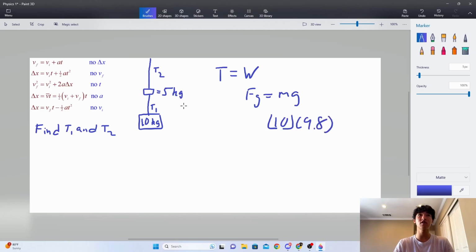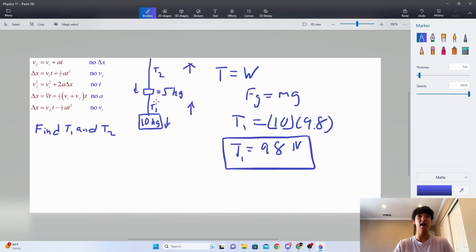The tensional force always goes up and the weight always goes down, right? So we're finding tensional force. T1 is going to be equal to 98 newtons upward. That's the tensional force for this one right here. Now we need to find tension force of 2. This tension force is not just going to be 5 times 9.8. It's a little bit more complex. Just think a little bit.